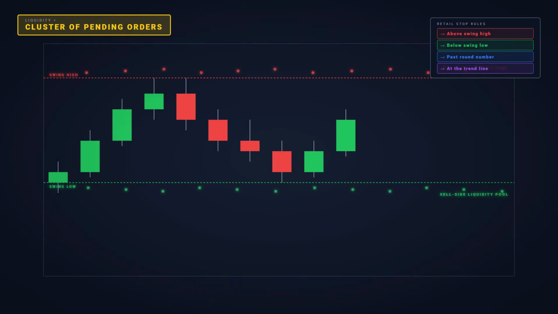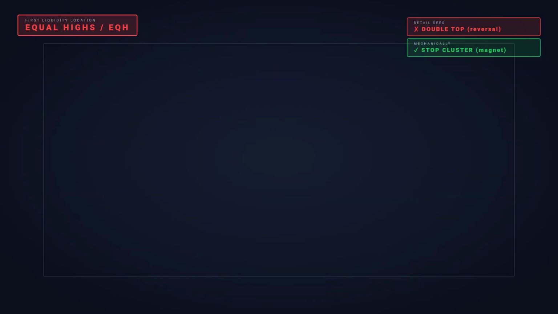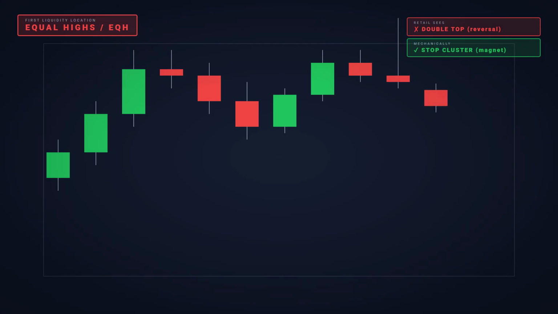Smart money, the large institutional participants moving the kind of size that actually shifts price, has a problem that retail traders don't. They cannot fill a position of that scale without finding orders on the other side. If you need to buy 50,000 contracts, you need 50,000 contracts worth of sellers. Those sellers don't appear out of thin air. They appear when price moves to where the sell orders are already waiting, which is exactly where retail traders place their stops. So smart money doesn't just stumble into liquidity, they engineer price to reach it.